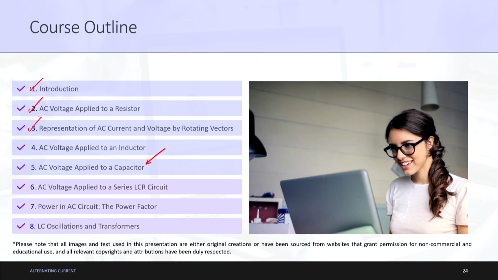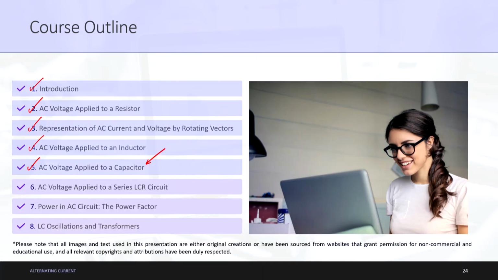In the third topic we understood phasor diagrams, not so important for AC voltage applied to a resistor, but very important for AC voltage applied to an inductor or a capacitor. So, we understood 3 different concepts in topics 2, 4 and 5. If the voltage is V is equal to Vm sin omega t, what is the value of current? Is it lagging behind, exactly the same, or ahead of the voltage?